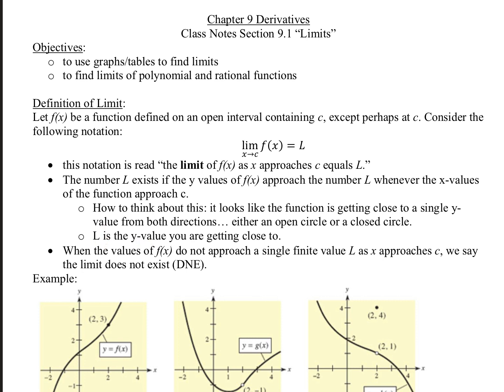Now, if it happens that we don't actually approach a single value as x approaches c, we would just say the limit does not exist. This would happen if you approach two different values, or if you just don't approach any value, if your function values, your y values, go off towards infinity or down towards negative infinity.